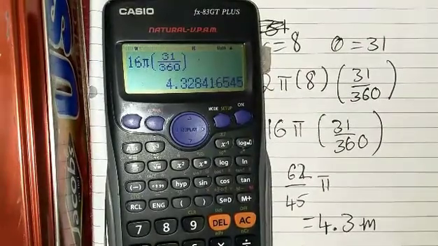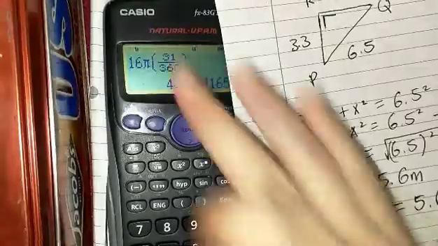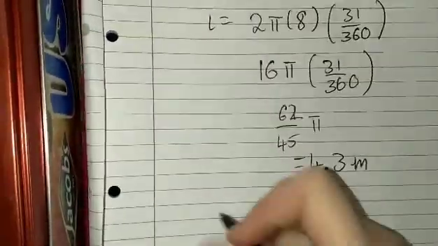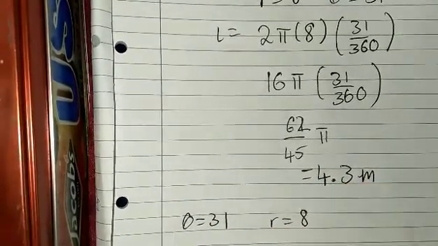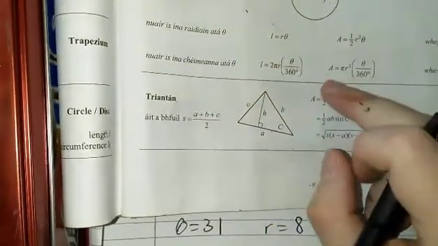And then I'm asked to find the area of the sector SQT. So now I want to get the area of this. So I know my angle, so my angle is still going to be 31. My radius is going to be 8. And now I'm just using the area formula. So this was the length one, and this is the area.